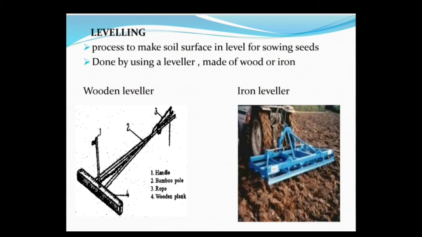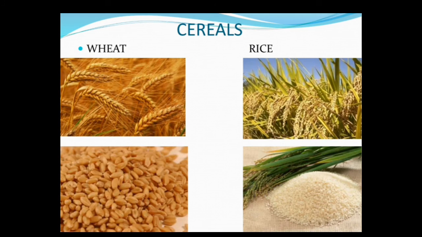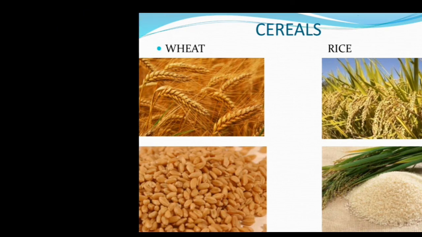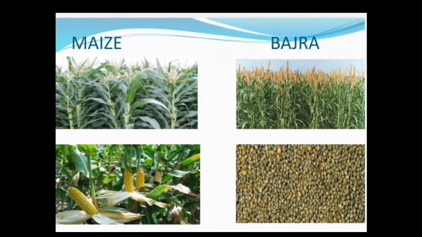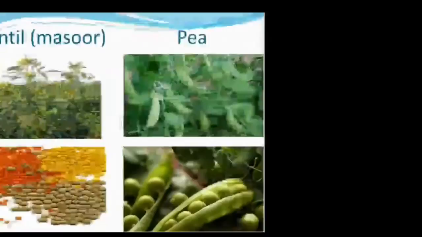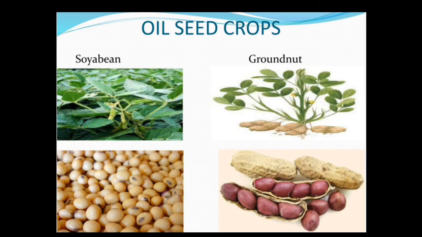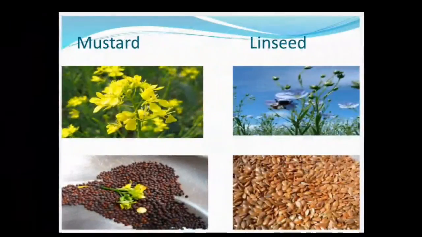So in this chapter, what we learned? We learned about agriculture, we learned about the crops, the types of crops. Let me show you the pictures of crops. So these are your cereals: wheat, rice, maize, bajra, jowar, and your pulses like pigeon pea, urad, lentils, peas, black gram, oilseed crops which include soybean, groundnut, sunflower, Niger, sesame, castor, mustard, linseed.